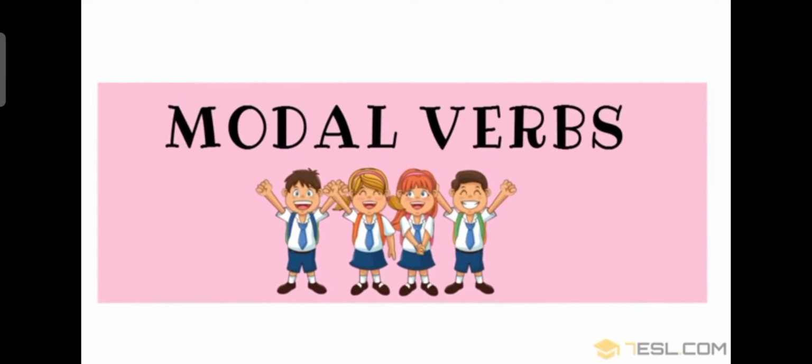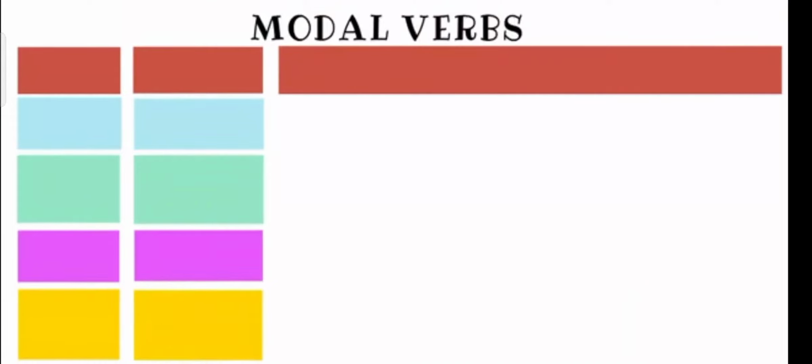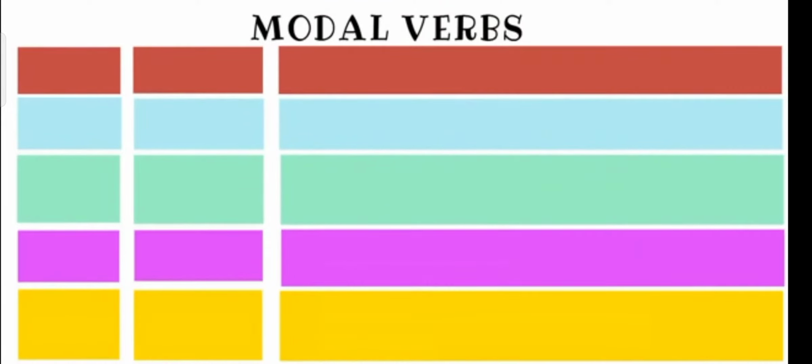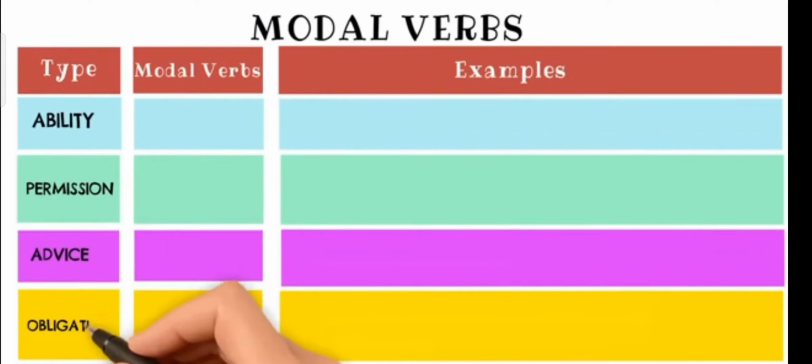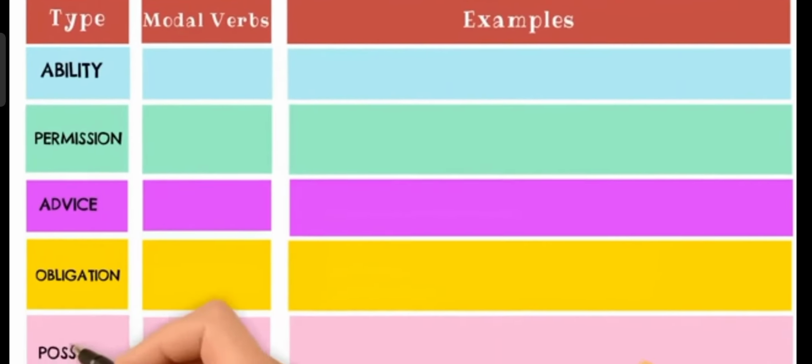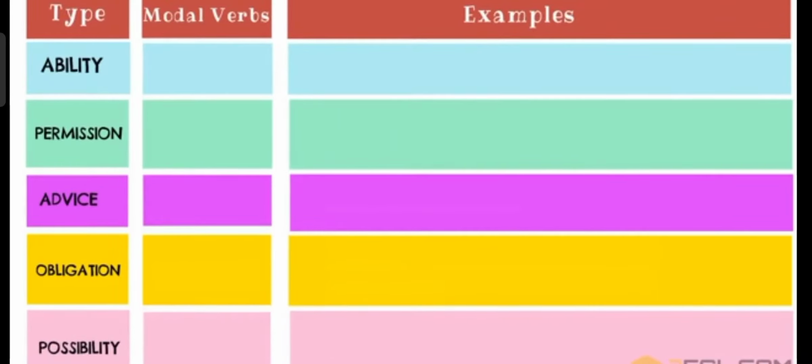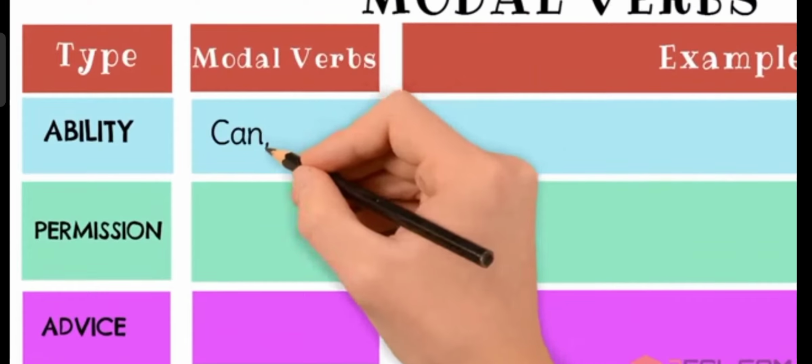Modal auxiliary verbs. We are going to study the modal auxiliary verbs today, students. So, the types, the modal verbs and the examples. Modal auxiliary verbs, also known as modal verbs: ability, permission, advice, obligation. And the last one is possibility. So let's see with the ability.